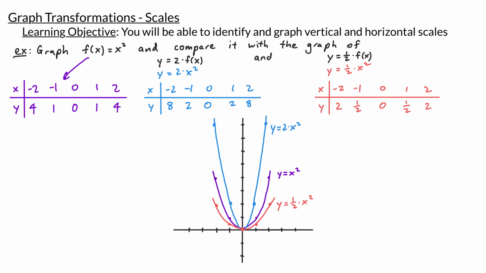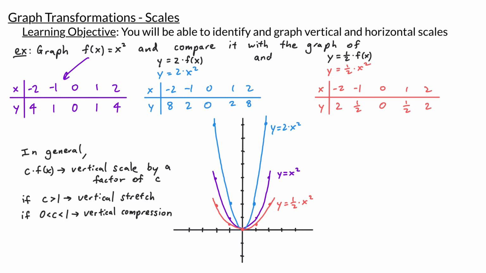When we compare the points in our original purple graph with the points on our transformed red graph, we see that all of the y coordinates are half of what they used to be. So from these examples, we've observed the following.